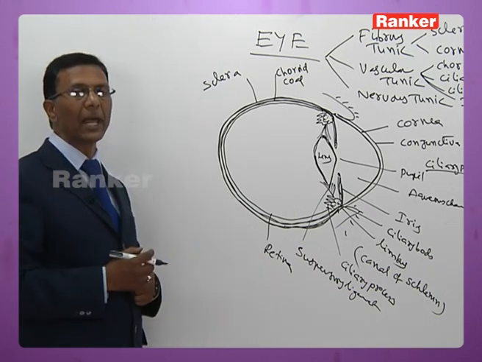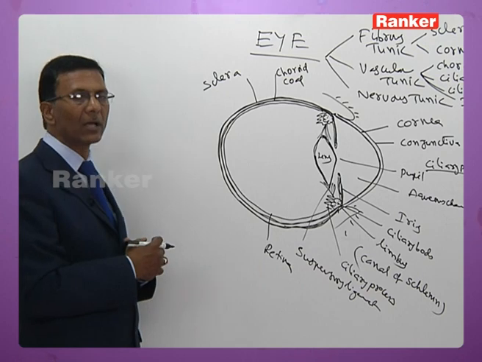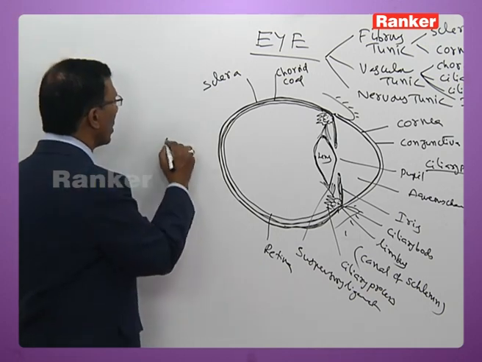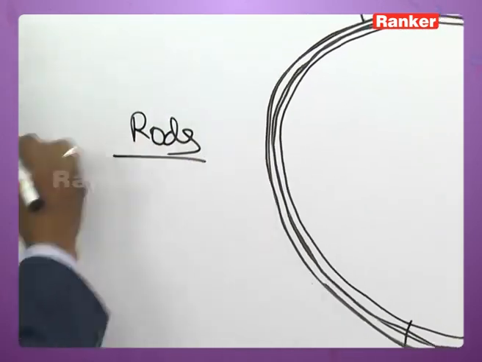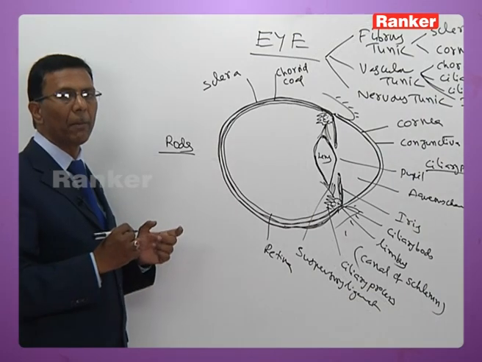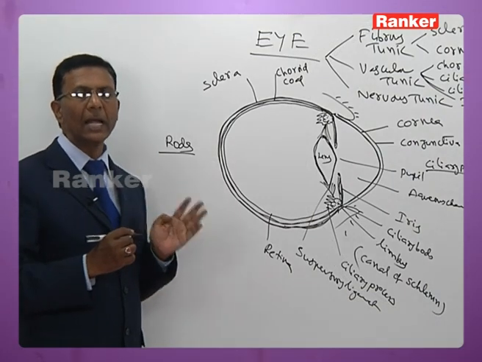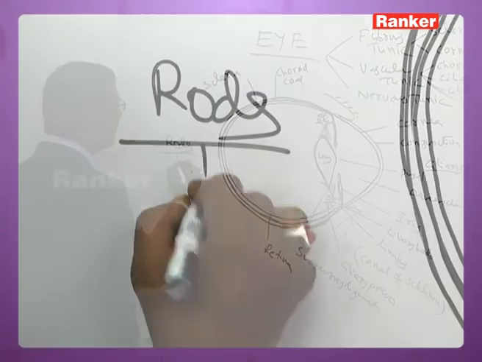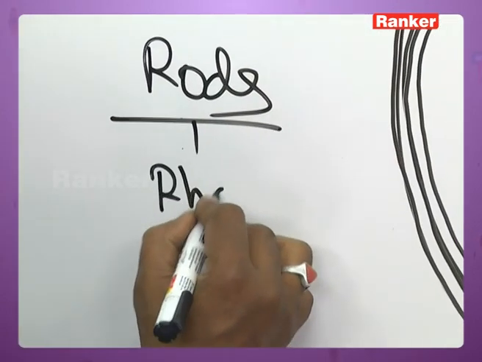The photoreceptor layer of the eyeball has two kinds of receptor cells, call them rods and cones. Now rods are meant for night vision and dim light vision. They contain a pigment called rhodopsin.